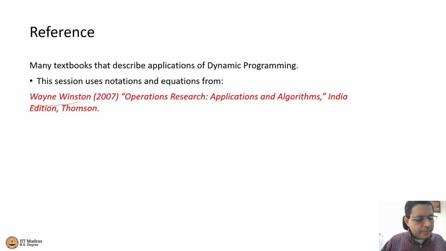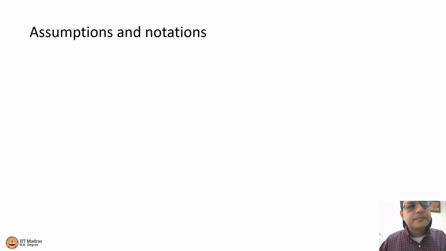Okay, so let us build a mathematical model. Let us build a deterministic dynamic inventory optimization model using the Bellman equation. So let us start with assumptions and notations. That's what we did for the newsvendor problem. That's what we will do for this case also.